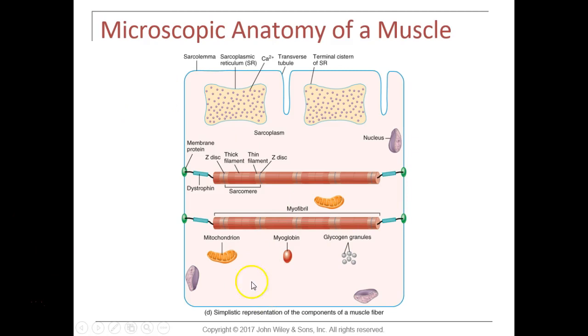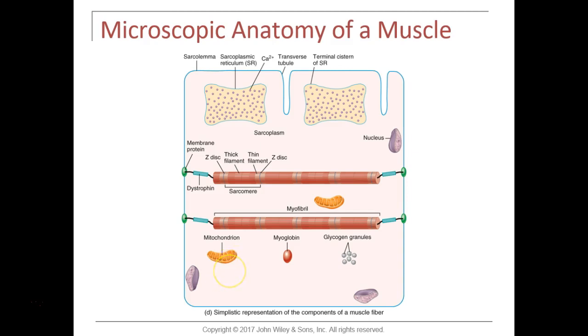Now, muscle cells have a lot of mitochondria. Some have more, some have a little bit less, but the mitochondria, if you remember, is involved in aerobic respiration to make ATP, which in this case will be the fuel source in order to drive contraction.